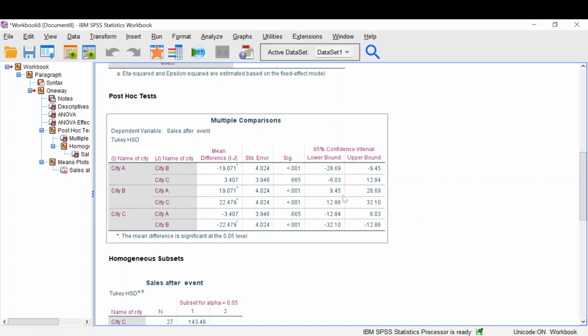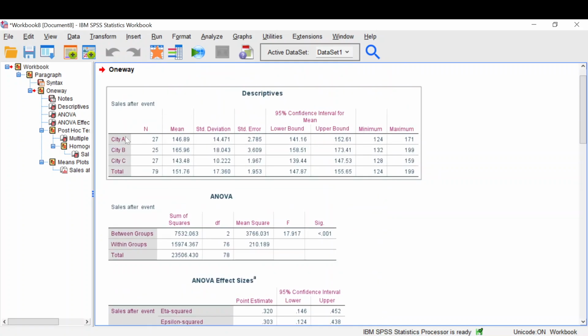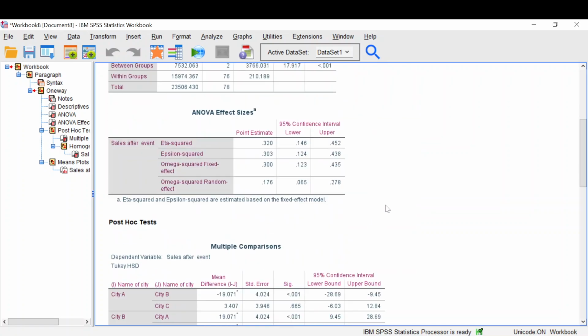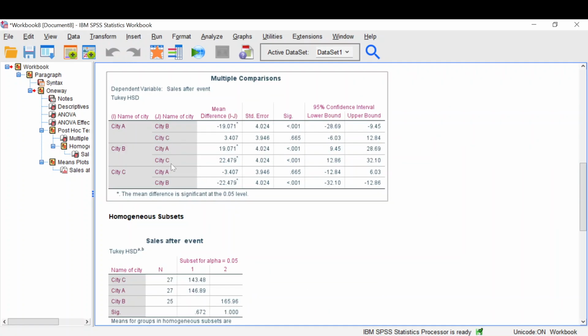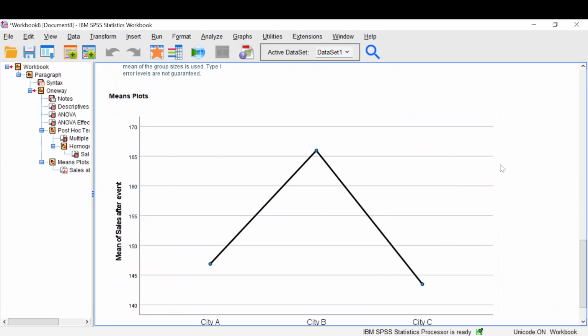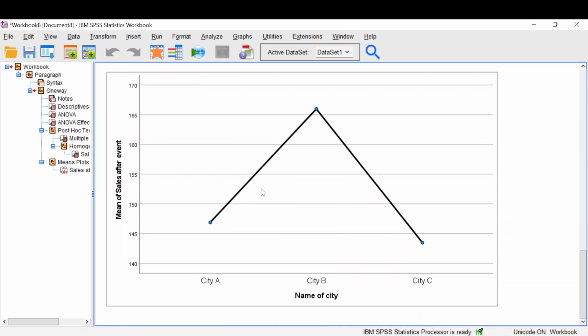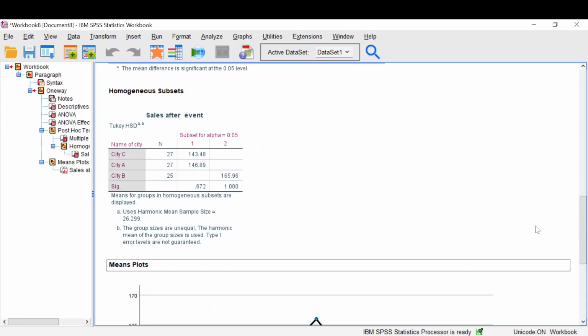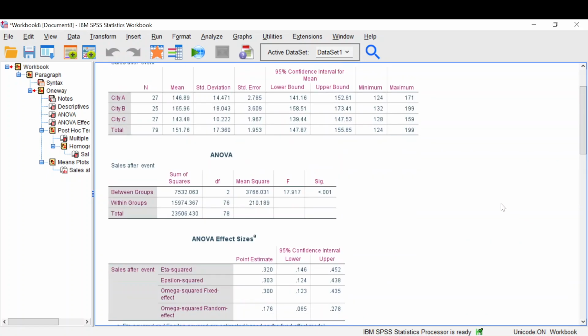So this table tells us that of the 3 cities, A, B, and C, city B is significantly different than city A, and city B is also significantly different than city C. Another nice way to visualize that is through what's called the means plot. So we selected the option for means plot, and here you can see a big difference between city B, which is up here on a mean number of units sold, relative to city A and C, which are lower down in this visual.